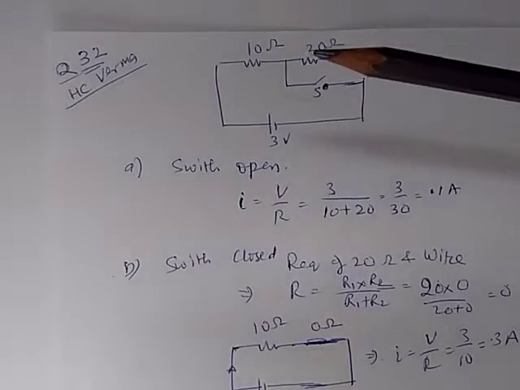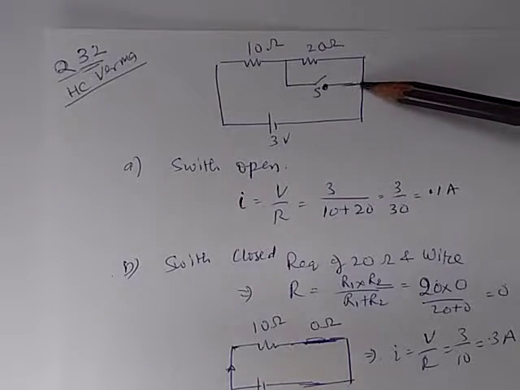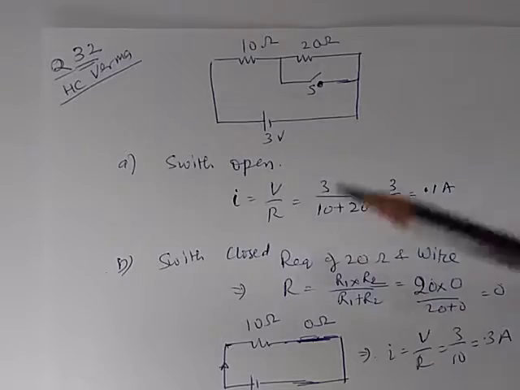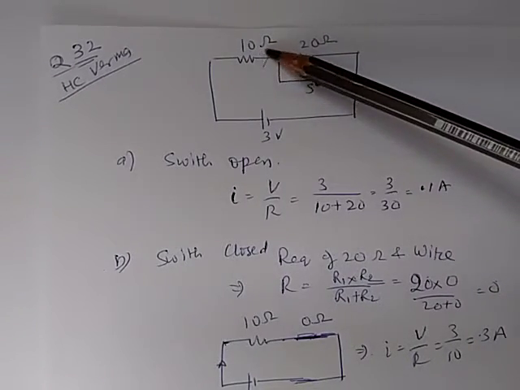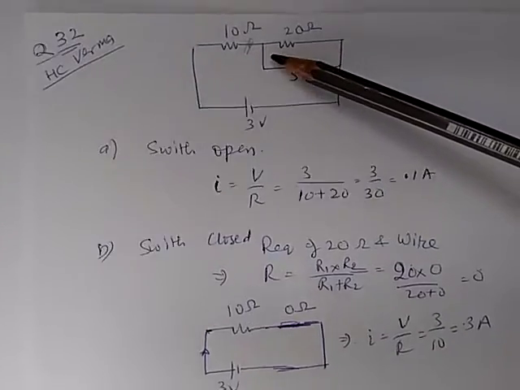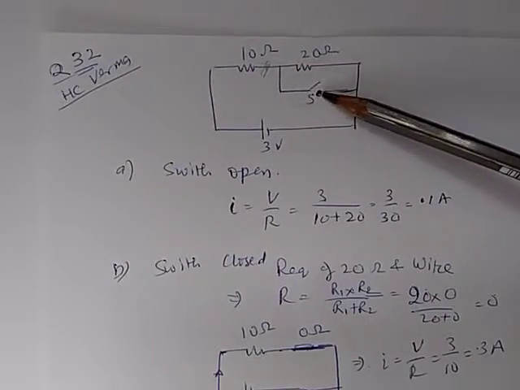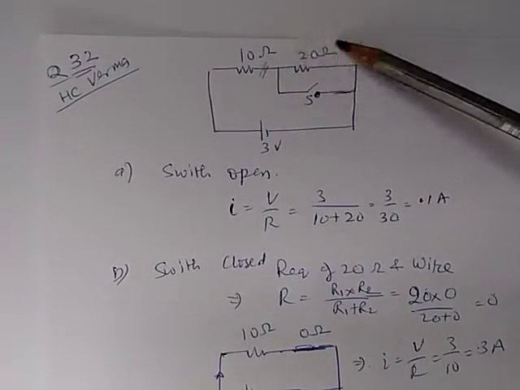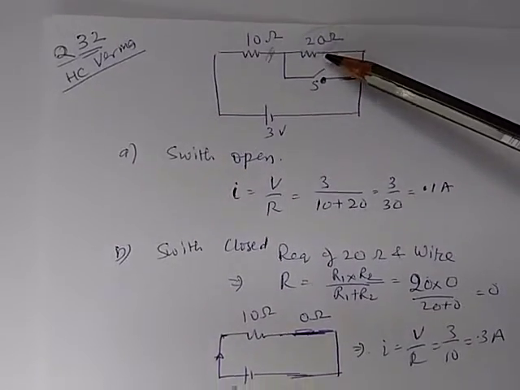Now the thing that we need to understand is what happens when the switch S is closed. What happens to this 20 ohm resistance? So think about it like this. When you close the switch, the current that is coming from here, current always finds the path of the lowest resistance. All the current will flow through this. There is no current flowing through this resistor whatsoever. You can also understand it like this.